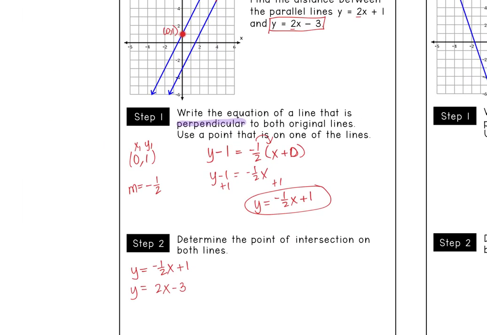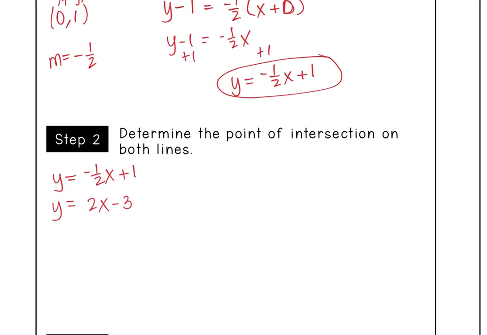So if you remember from yesterday, the way we set this up is we made both of these equations equal to each other. So negative 1/2 x plus 1 is equal to 2x minus 3. So there's x's on both sides. That's the first thing I would want to fix. So let's add 1/2 x to both sides, which leaves me with 1 is equal to 2.5x minus 3. I think a decimal would probably be better.